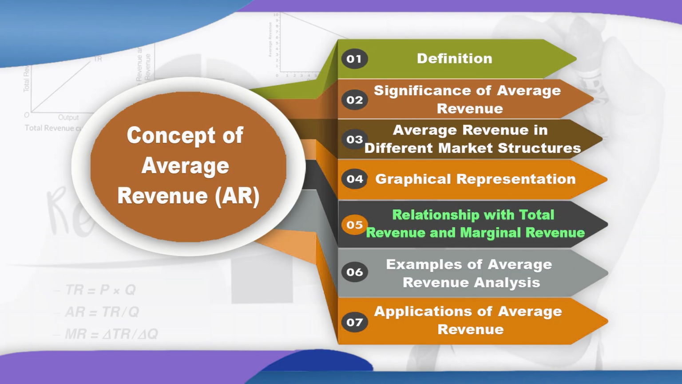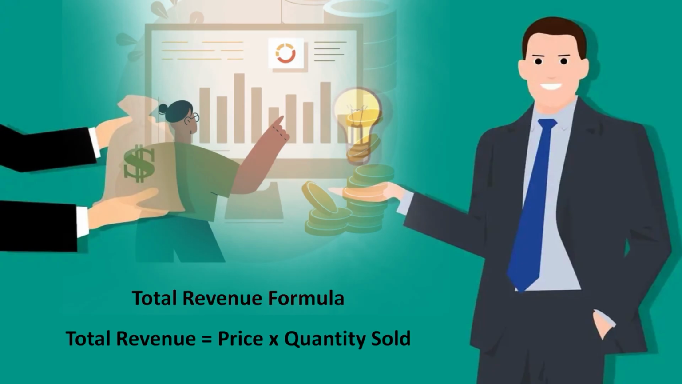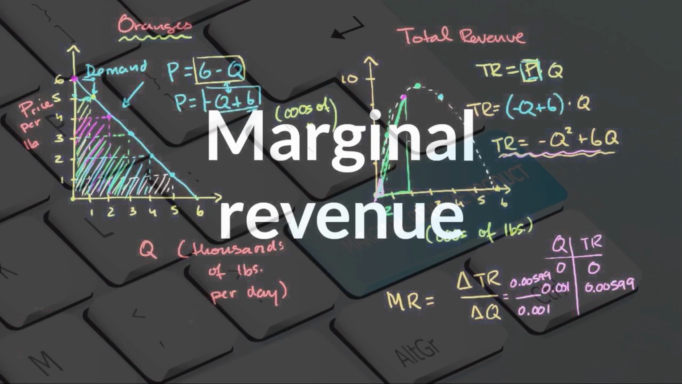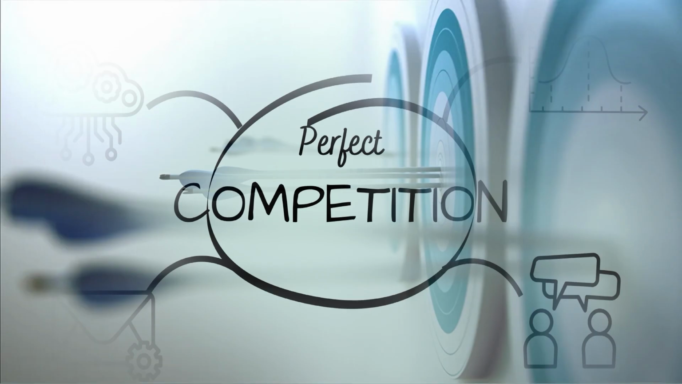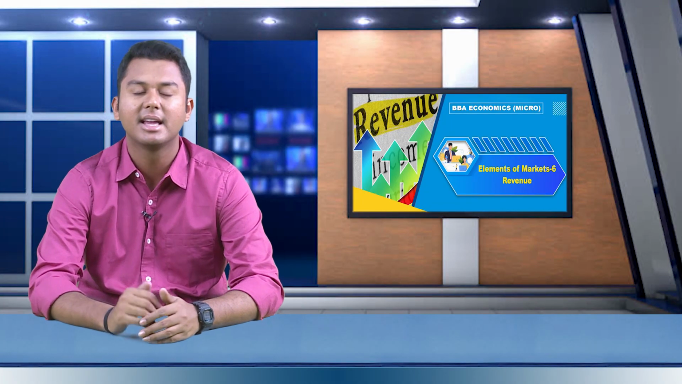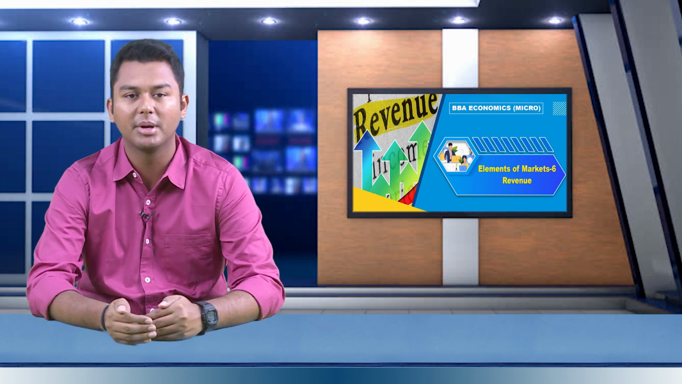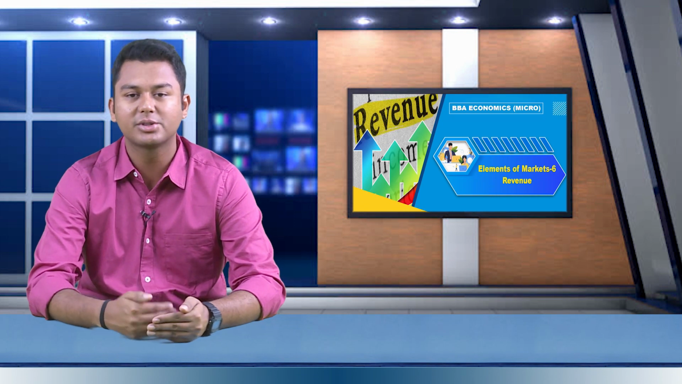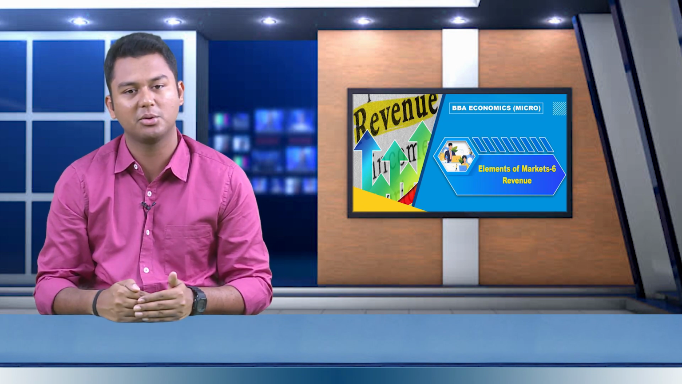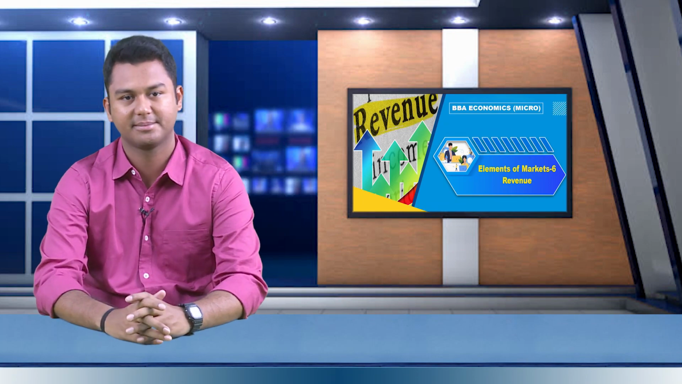So if we look at the relationship between total revenue and marginal revenue, then total revenue is the sum of all revenues earned from selling different quantities of output, whereas marginal revenue is additional revenue earned from selling one more unit of output. In perfect competition, AR and MR are equal, as we have seen from the analysis. In monopoly and imperfect competition, MR is less than AR, because lowering the price to sell additional unit reduces the revenue earned from previously sold units.